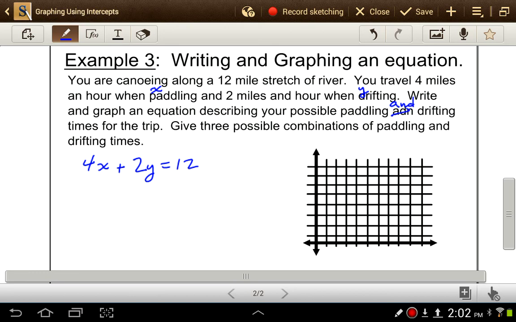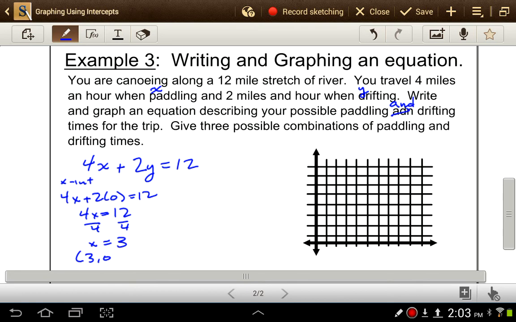Okay, I'm going to go through the same practice I did before, and I'm going to find my x and my y intercepts. So to find my x-intercept first, I'm going to do 4x plus 2 times 0 equals 12. That's going to be 4x equals 12. Divide both sides by 4. I get x equals 3. So that means that point's going to be (3, 0).